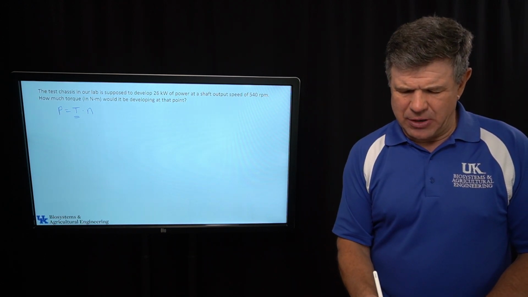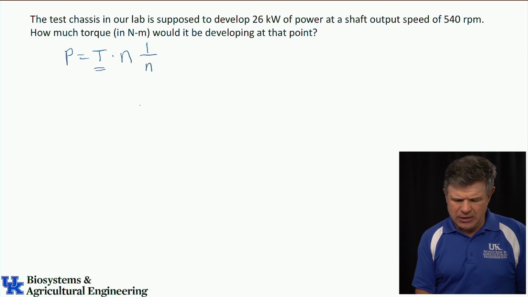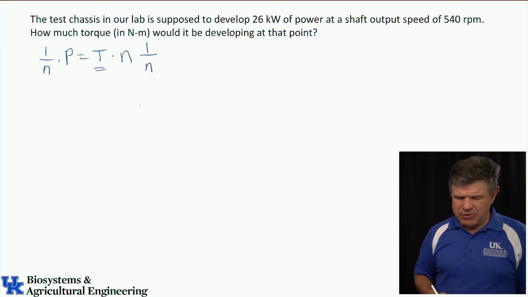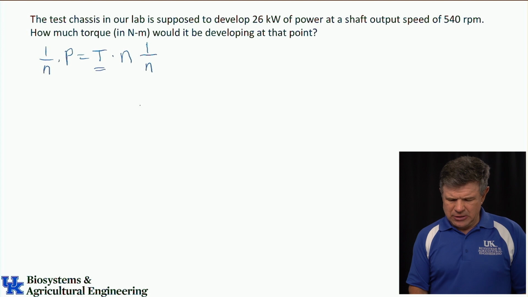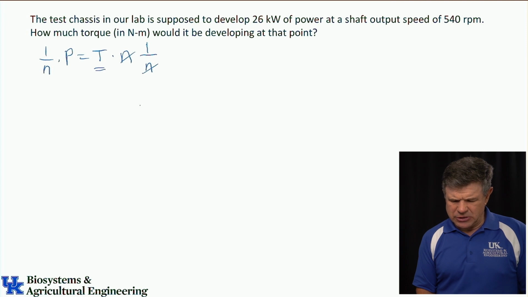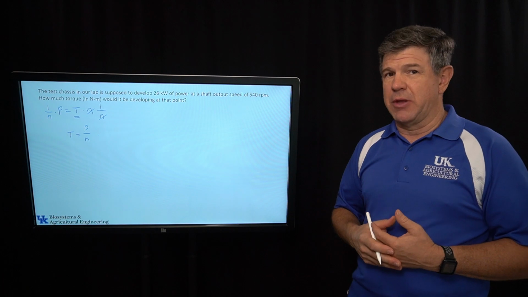But basically, I'm going to multiply both sides of this equation by 1 over n. Multiplying both sides of an equation by the same thing doesn't change the equation. So on the right-hand side, the speed will cancel off. And that tells me that my relationship is going to be torque is equal to power divided by speed. Okay? So that's the fundamental relationship that I want to start with.